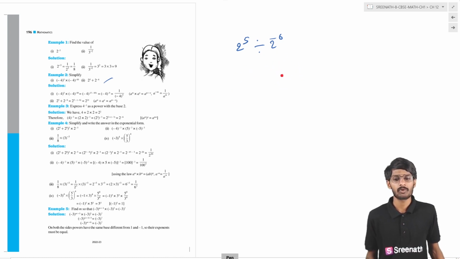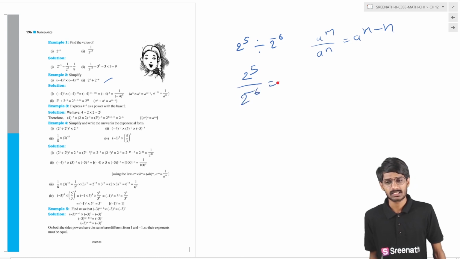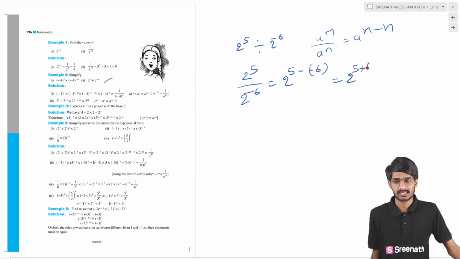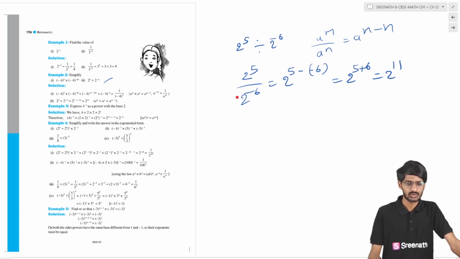So we know a power m by a power n is equal to a power m minus n. Now according to this formula, 2 power 5 by 2 power minus 6 is equal to 2 power 5 minus of minus 6. So that will become 2 power 5 plus 6, that will become 2 power 11, students. So simple. In that way we can do it, students.